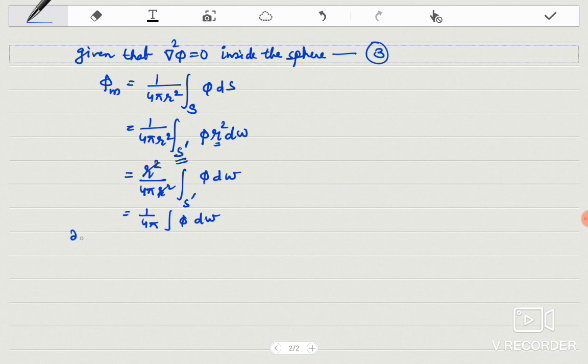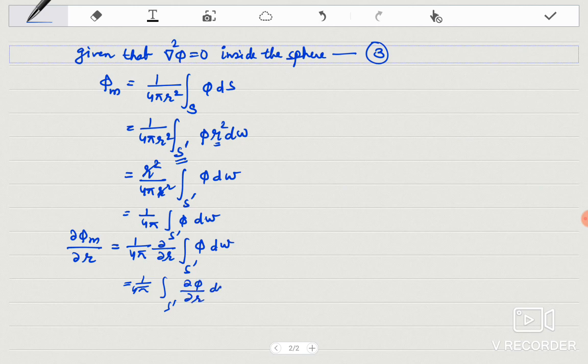Now find ∂φm/∂r. What is the variation of φm with respect to r? This is ∂/∂r of 1/4π ∫ over S' of φ dω. This S' is of unit radius, it is independent of r, so you can interchange the integral and differentiation: 1/4π ∫ over S' of ∂φ/∂r dω.